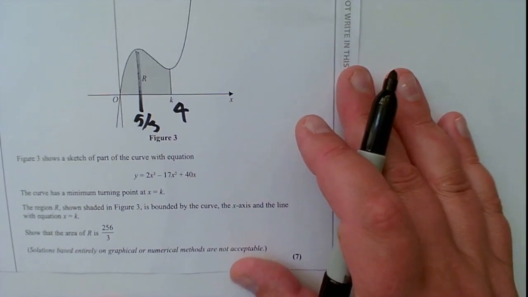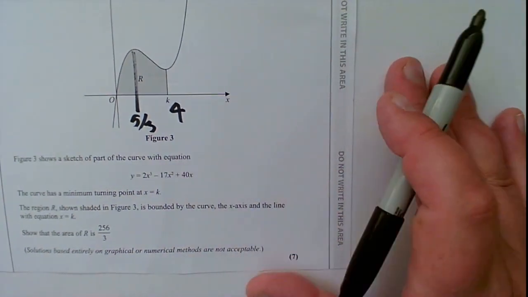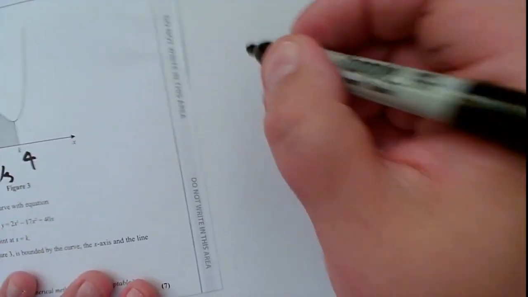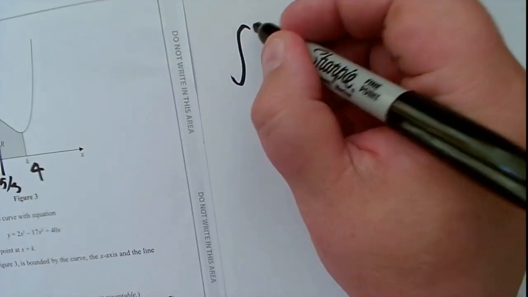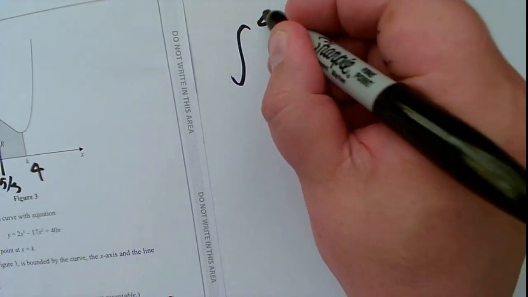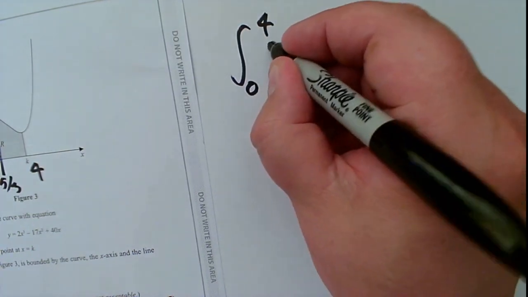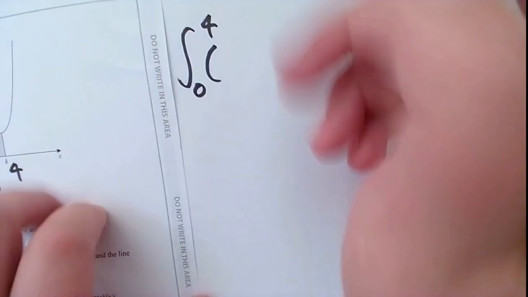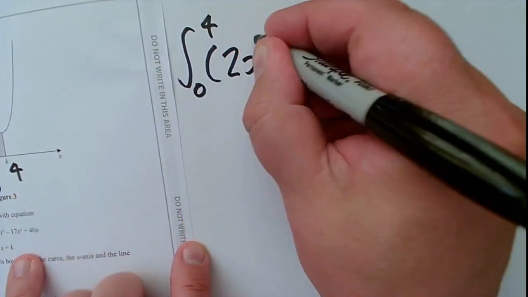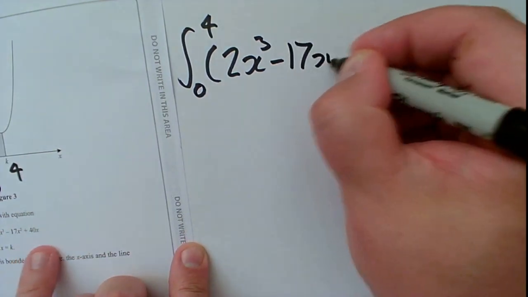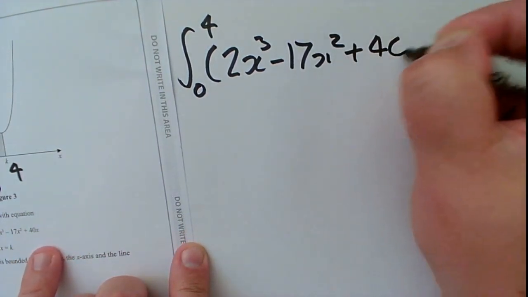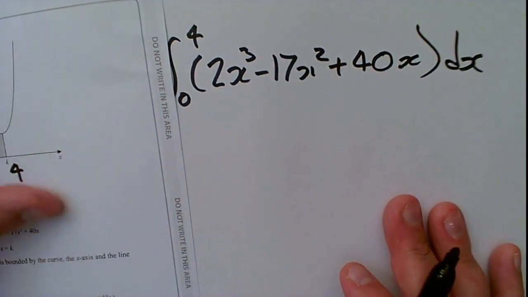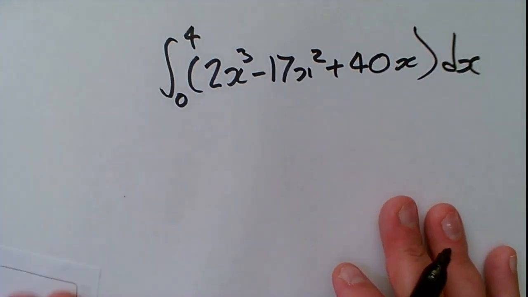The only thing I would pick up on is just make sure that your notation is okay. So we wanted to see some working that looks something like this. You're integrating between these two limits, 4 and 0. Open up your bracket please to put in the function, 2x cubed minus 17x squared plus 40x dx. So it was really just a question of please be a bit tidier with your notation.